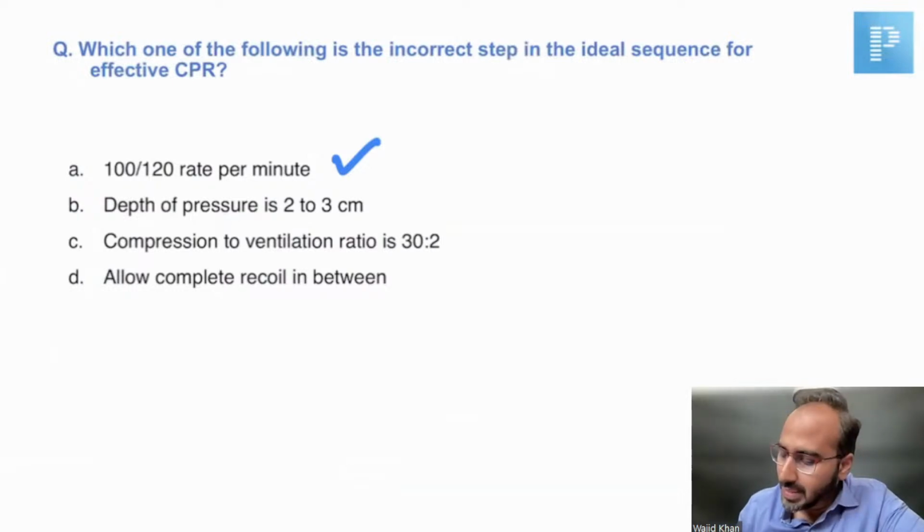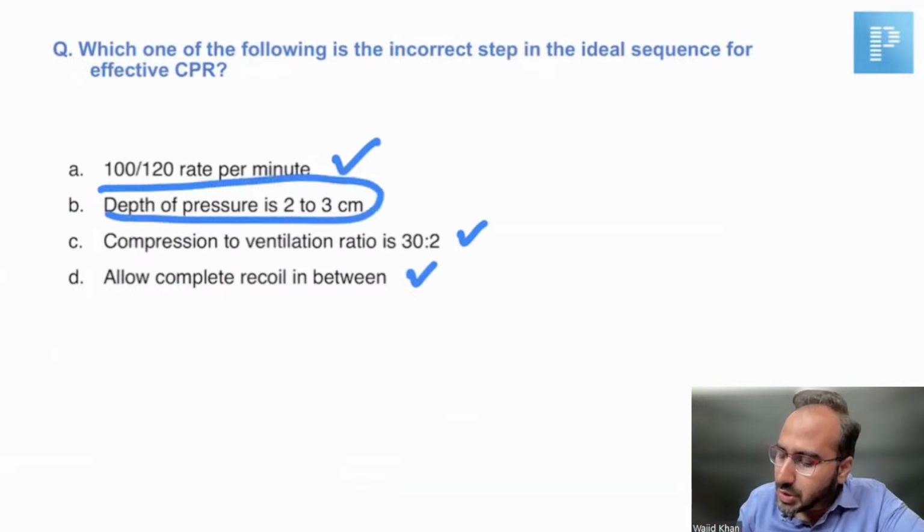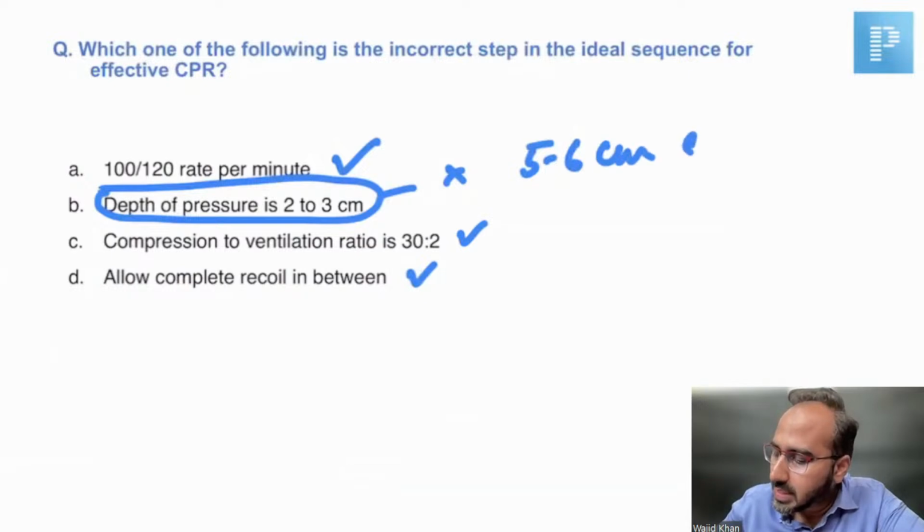That's completely right. Next, compression to ventilation ratio 30:2. That is also absolutely right. Allowed some complete recoil in between the compressions. That's again right. The wrong thing over here is the depth of chest compression is 2 to 3 centimeters. It's wrong. It is basically 5 to 6 centimeters or 2 to 2.4 inches.